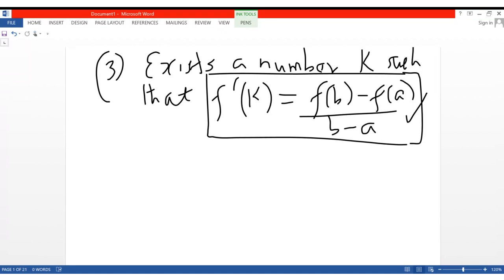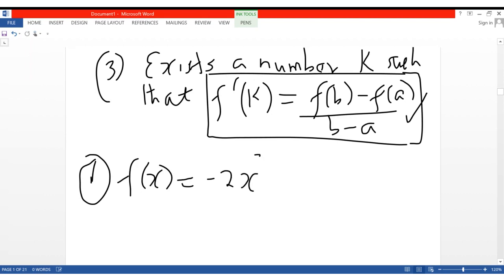Let me do an example to demonstrate this. Number one, f of x is given by negative 2x to the power 3, 6x minus 2 on the interval negative 2, 2. So what are we doing basically? We are just looking for a value k that will be in between these intervals. That's what we are checking, and there are some theorems that were proposed, and those are the theorems that we are doing.